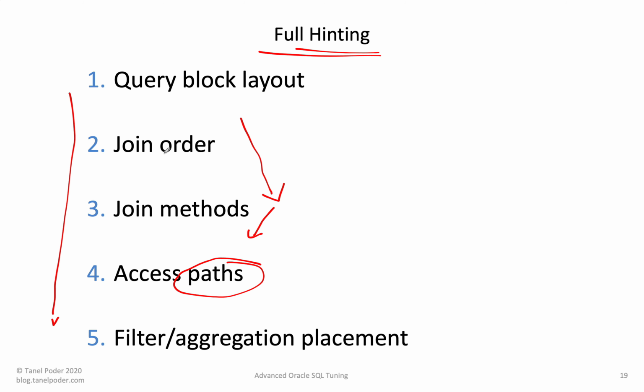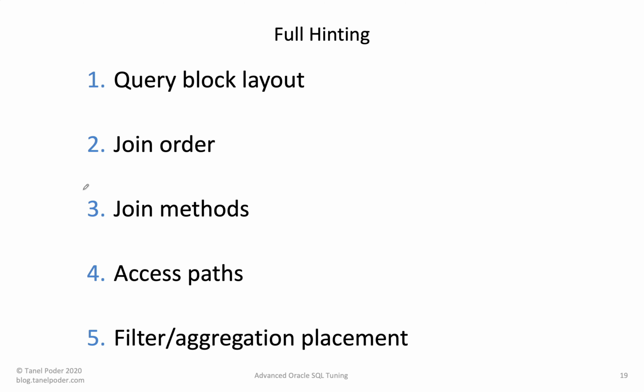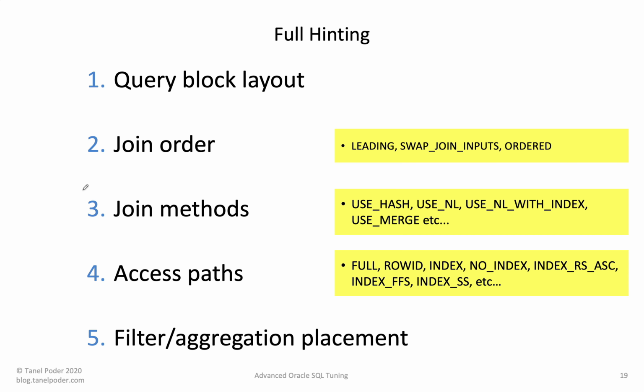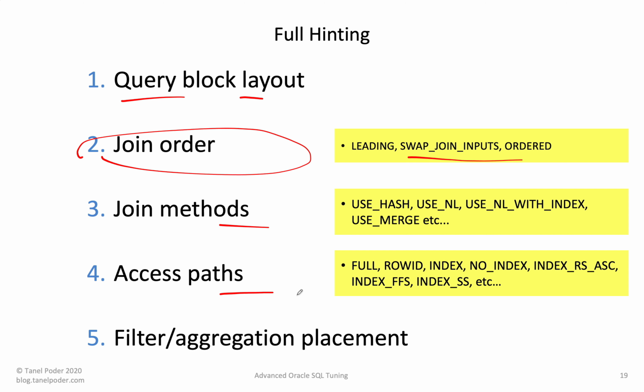Or if it doesn't make things worse today, then 2 weeks from now or 2 months from now, when something else changes, then it goes bad. So if you really want to force a plan to do exactly what you want, you have to worry about query block layout, what transformations happen. If you have a 7-table join, then you have to force the join order, and worry about swap join inputs like we discussed, right? And think about join methods and access paths and so on. And there is more.